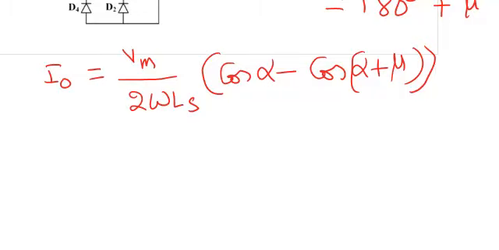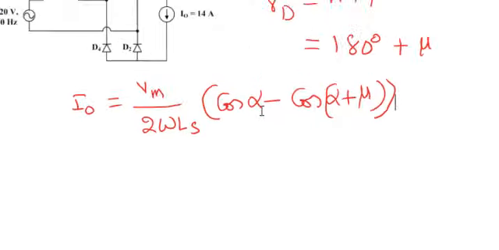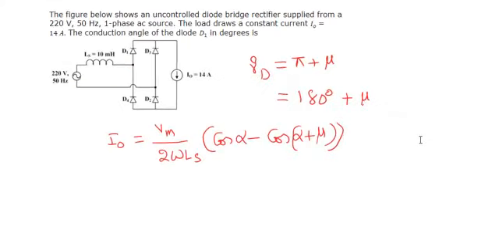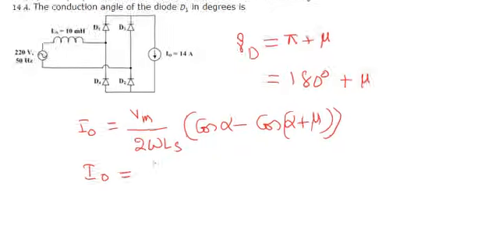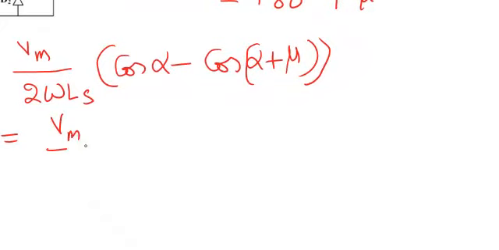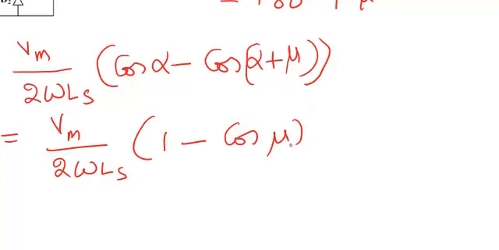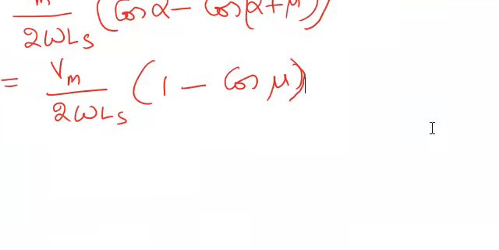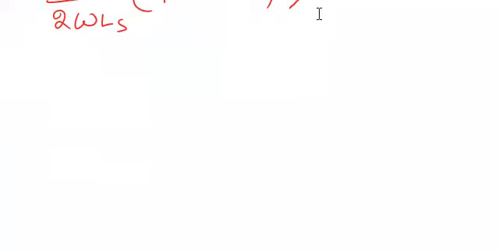Now this is given as a diode rectifier. That's where, as we discussed already, alpha needs to be modified. Alpha should be 0. In that case, this modified equation for I average will be Vm divided by 2 omega Ls into 1 minus cos mu. So we need to calculate what mu will be.